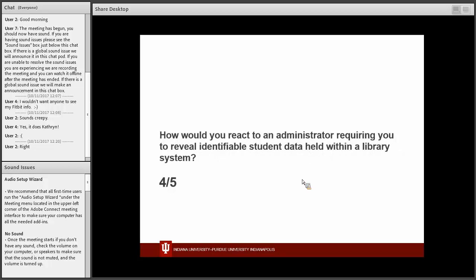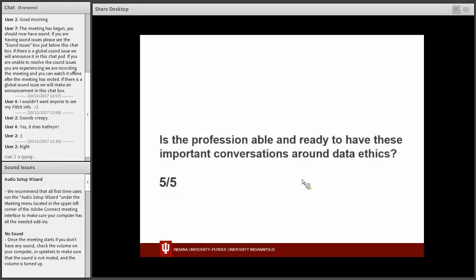Fourth, how would you react to an administrator requiring you to reveal identifiable student data held within a library system? So we're talking about the ILS or your EZproxy logs or your interlibrary loan systems. And finally, is the profession actually able and ready to have these important conversations around data ethics?